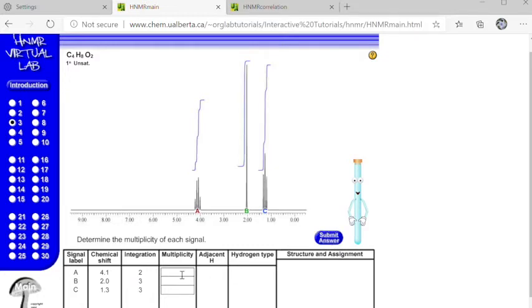So when we go to do multiplicity, we're given a few words to describe how many peaks are in that cluster. So this one has 4 peaks in there, so we call it a quartet. B is just a singlet. It just has 1 peak in it. And C is a triplet. There's 3 peaks in there.